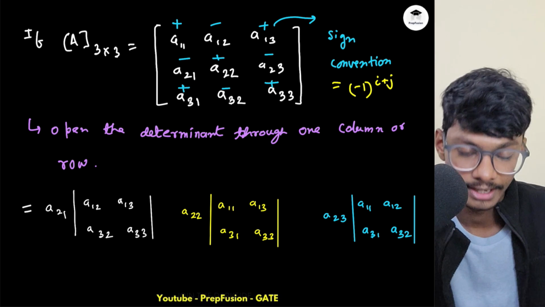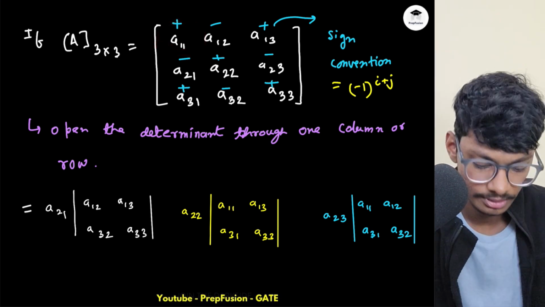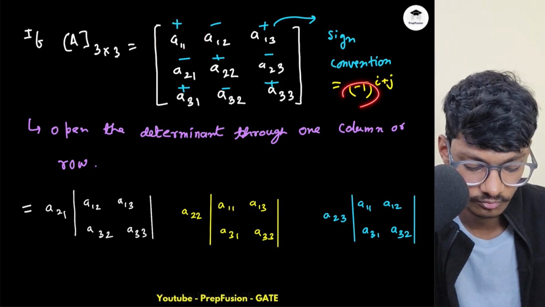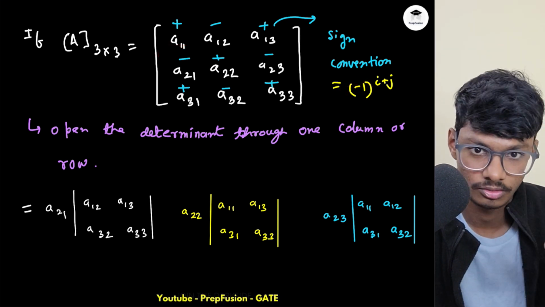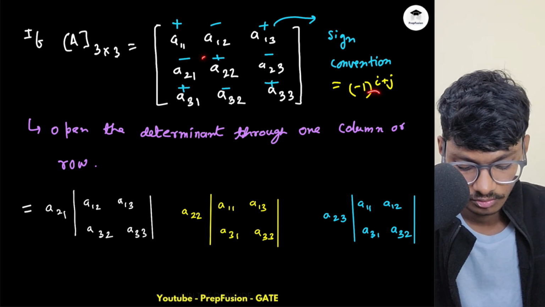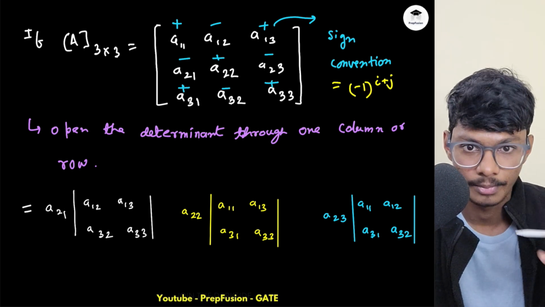Okay, now what is i? i is the row of that particular element and j is the column of that particular element, and -1 is raised to the power of i plus j. So basically you can see that it is 1 plus 1, so -1 to the power 2 is 1 only, then 1 plus 2, then -1 to the power 3 is -1 only.